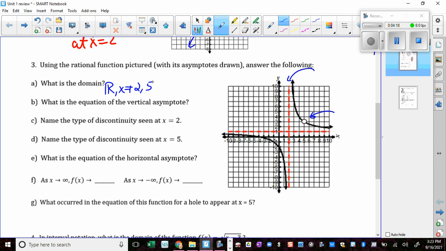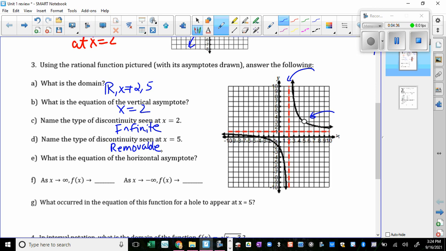All right, what's the equation of the vertical asymptote? Well, that would be x equals 2. Name the type of discontinuity. That is an infinite discontinuity. All right, name the type of discontinuity at 5. That's a hole, which is called a removable discontinuity.